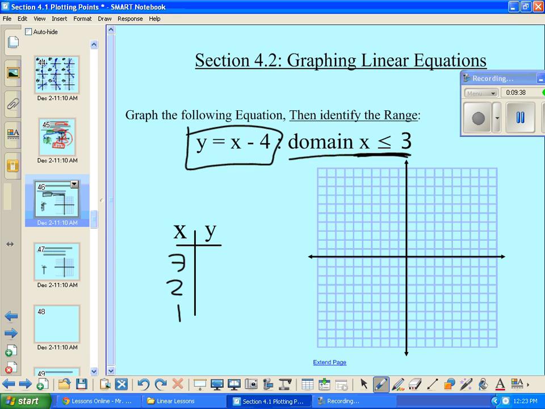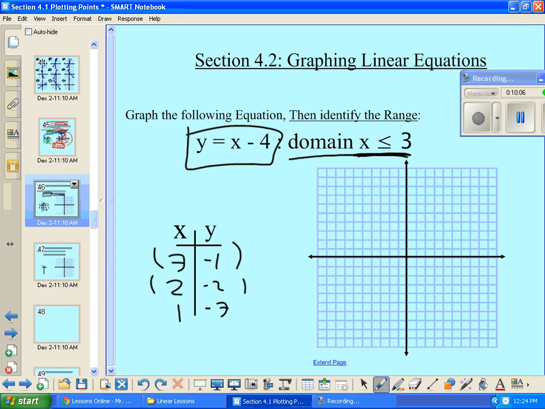Then this part again is familiar. I'm going to plug in those 3 numbers and see what I get for y, so I'm just finding my ordered pairs. If I plug in 3, 3 minus 4 gives me -1. If I plug in 2, 2 minus 4 gives me -2. If I plug in 1, 1 minus 4 gives me negative 3. So again, there's me finding the ordered pairs. Again, just like the student should do. That should seem pretty familiar.